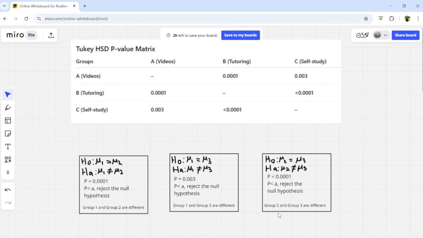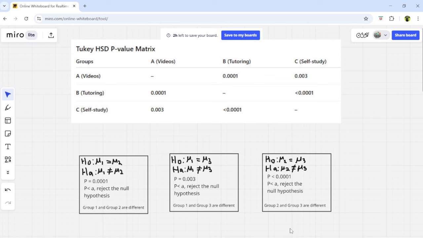So group 2 and group 3 are different. That's basically how we compare the groups against each other. Now we say at least one is different. And then if the question asks which groups are statistically different from one another, you're going to say all the groups are statistically different from one another in this case. And if they ask which groups are the same, you're going to say there are no groups that are the same in this case.